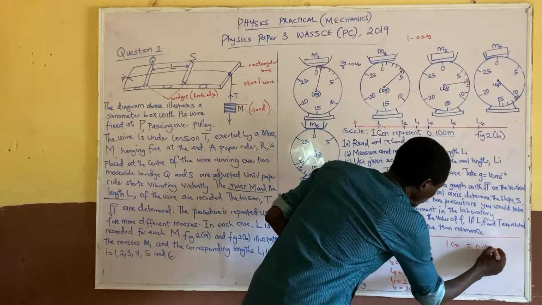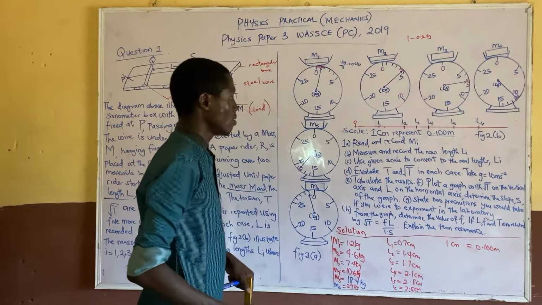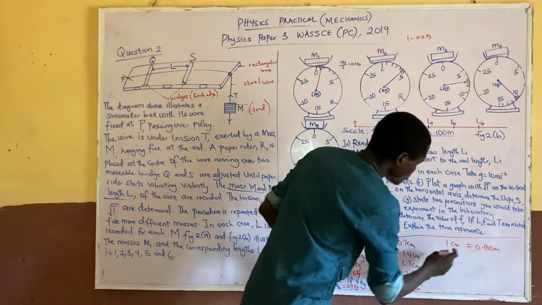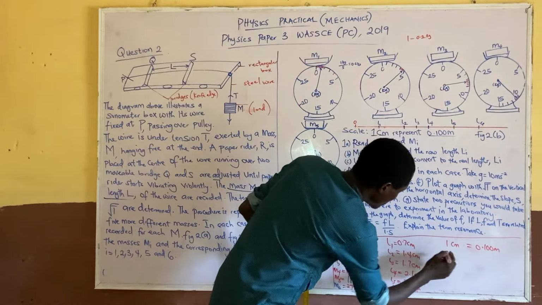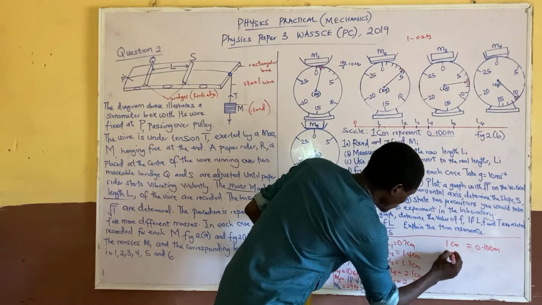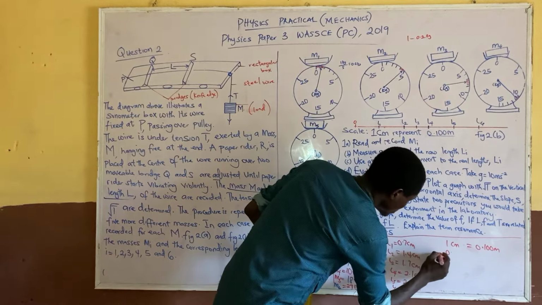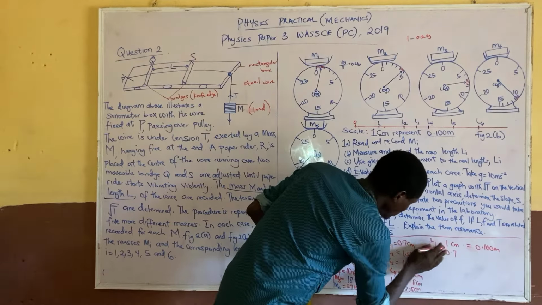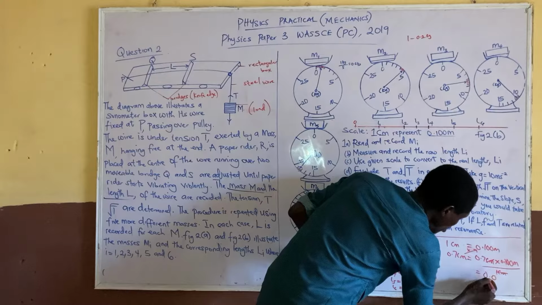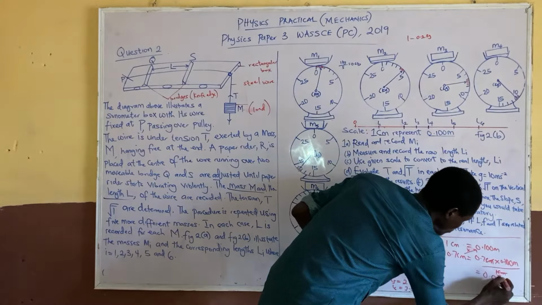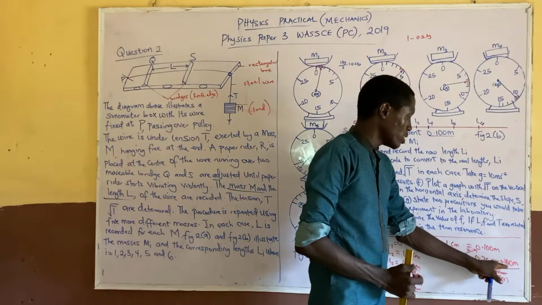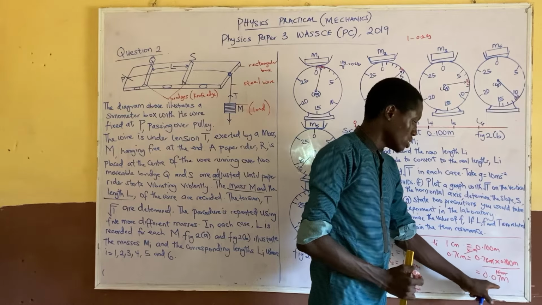Convert the length into meters to 3 decimal places. They give me 1 centimeter, which is 0.100 meter. So for my head 1, I will have 0.7 times 0.100, which is equal to 0.07 meter.